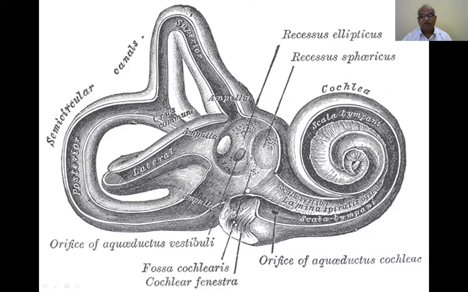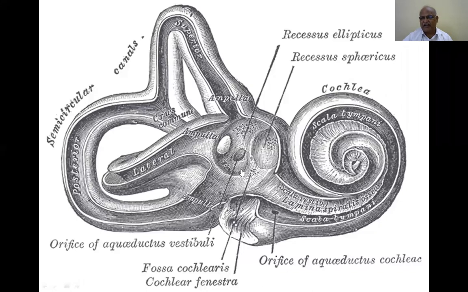So this is the fossa cochlearis and this is the cochlear fenestra. So this is called a recess. What is a recess? A recess is nothing but an extension of a cavity into a blind cavity. Opening means thorough communication. From one part to another part, a communication is there, that is called an opening. A recess means a blind opening. So an extension of a cavity into a blind opening is called a recess.